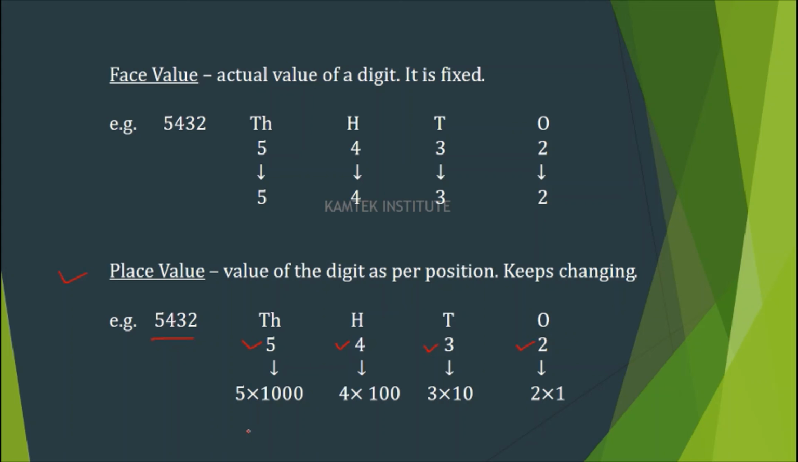Now 5 is in the 1000th column, so it means that there are 5 thousands over there. That is 5 into 1000, that is 5000 is the place value of 5. 4 is in the 100th column, so 4 into 100, that is 400 is the place value of 4. 3 is in the 10th column, so 3 into 10, that is 30 is the place value of 3. 2 is in the ones column, so 2 into 1, that is 2 is the place value of 2. So this is how we differentiate between the face value and the place value.